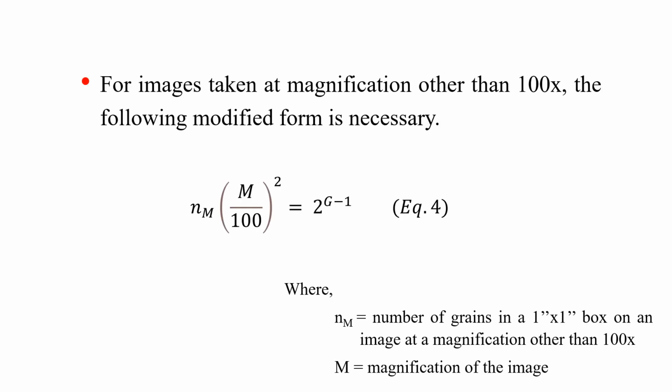It's not uncommon that sometimes we have images taken at a magnification different than 100x. Then we need to fix our numbers using equation number 4, where Nm is the number of grains in a 1 by 1 inch box on an image at a magnification other than 100x, and M is the magnification of the current image.